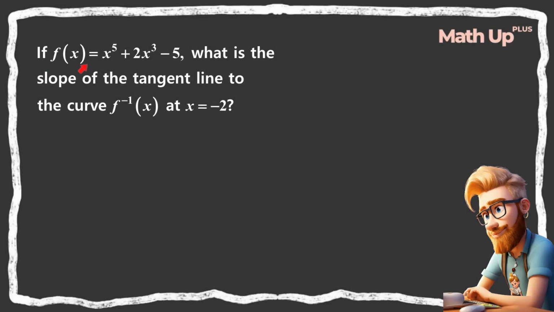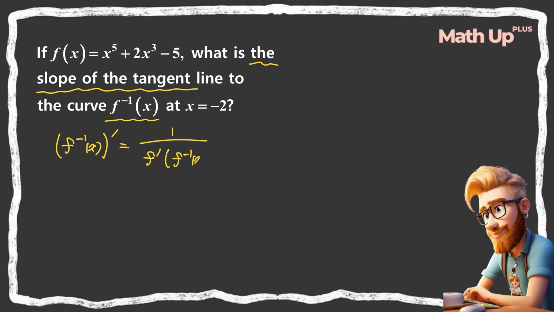If f of x is given here, what is the slope of the tangent line to the curve f inverse of x at x equal -2? The slope of the tangent to this curve is the derivative of this inverse function, right? So this function prime is equal to, the formula is 1 over f prime of f inverse of x.